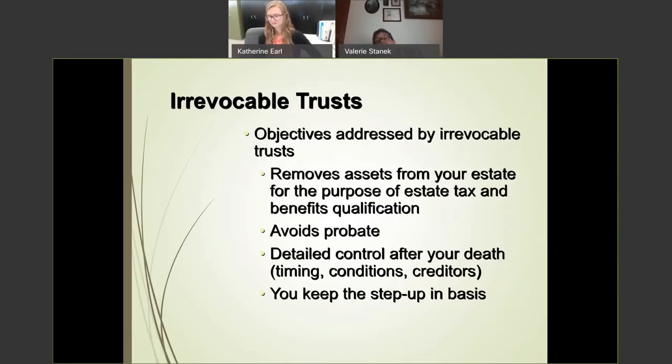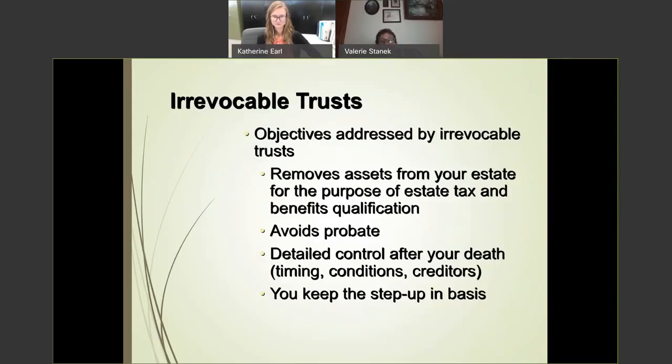So the objectives addressed by irrevocable trusts. It removes assets from your estate for the purpose of estate taxes and for benefits qualification. So as long as you move assets into an irrevocable trust 5 years before you need to use Medicaid for long-term care purposes, that asset is considered to not be yours. And therefore, the asset is not counted as your asset when Medicaid decides whether they're going to provide a benefit to you. That's also true for veterans benefits.